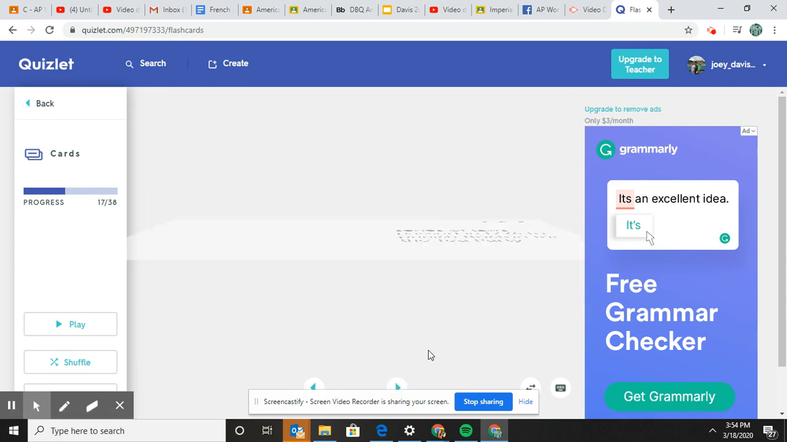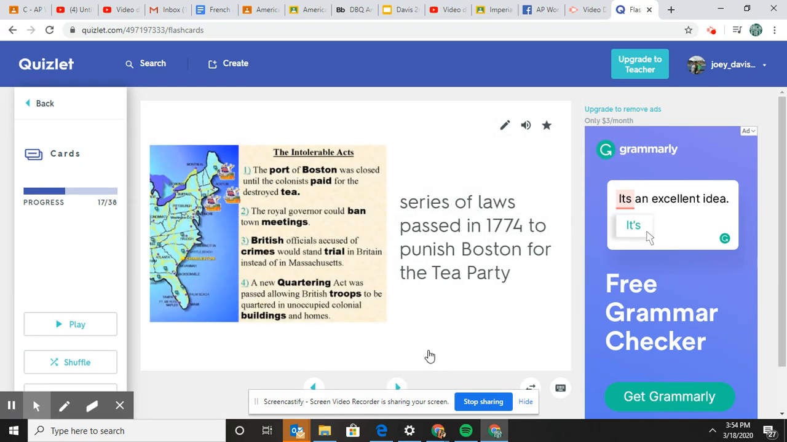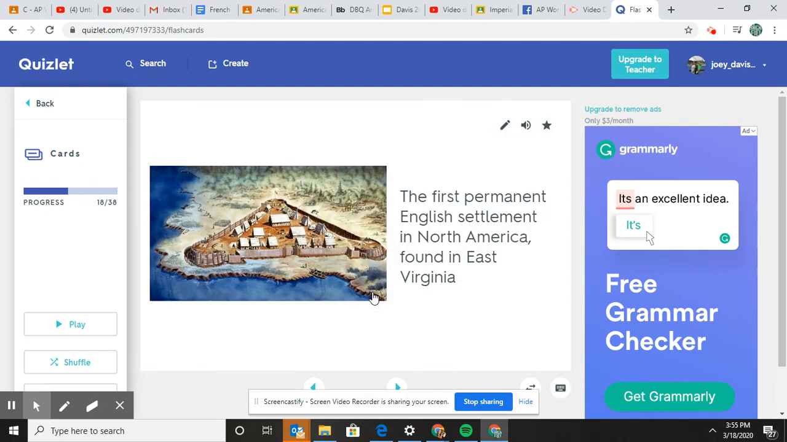These were the Intolerable Acts. This was in response to the Boston Tea Party. This just goes and shows you that they had to pay for the tea. They took away their meetings. If British officials got accused of a crime, they would stand trial in Britain and not in the colonies, and that would mean that pretty much if any British official getting accused of a crime by a colonist was going to get off the hook. And a big thing here, the Quartering Act made sure that the Americans were paying to house the British troops and not the British themselves.